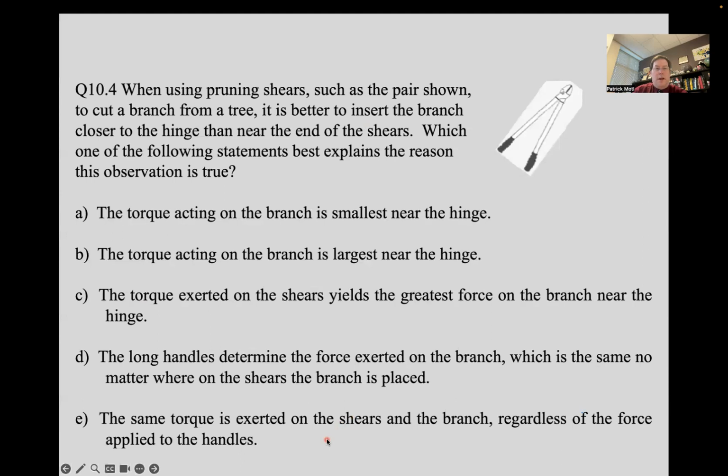So read through your 5 options, talk it over with your physics partner, and then we'll go over the answers together.